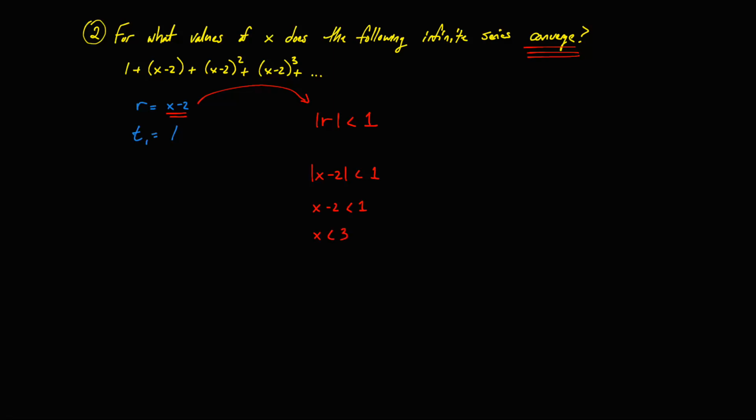And we look at the other perspective to say that if everything is negated, right, negative 1, that's going to be minus 2 to the other side, you're going to get x is greater than 1. So we have these bounds to say that it is 1 less than x less than 3. And that is your interval for this convergence. And that's your answer.